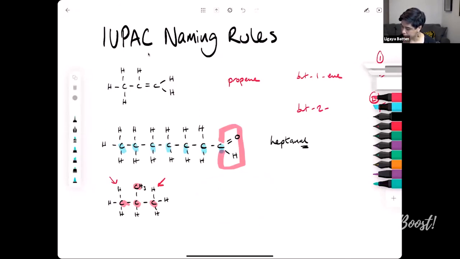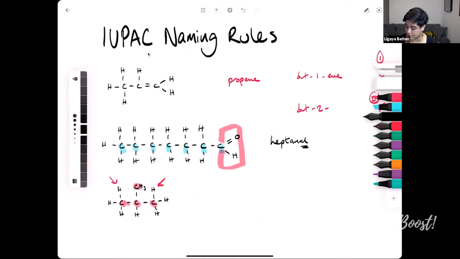And yeah, we have the methyl in the middle of that, and the long chain is 3 carbons long. So it's going to be methylpropane. So prop for the 3 carbons in a row, ane because it's all single bonds, and then methyl because that's the CH3 attached as a branch to the main chain.